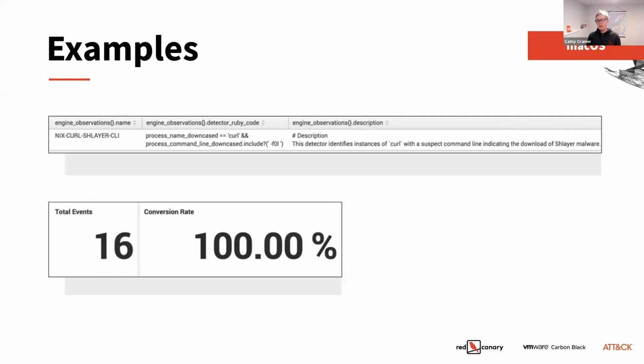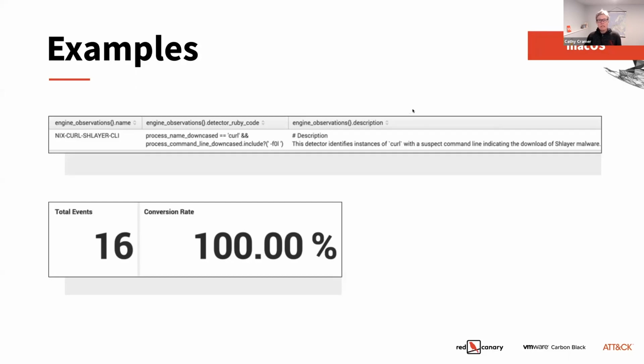We also occasionally see Shlayer when we don't detect on this process, and likely something else on that system is blocking curl from running, but it's a really good detector. It's a high fidelity detector, as Erika said, for Shlayer.